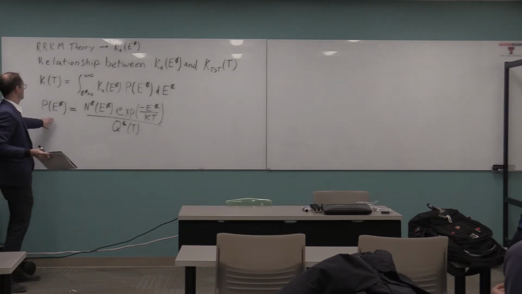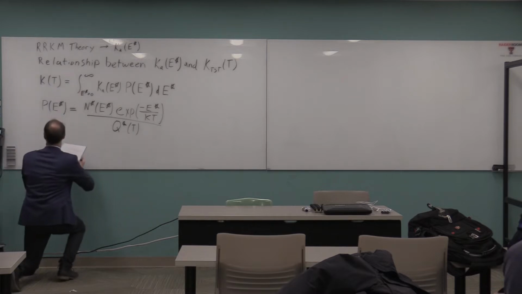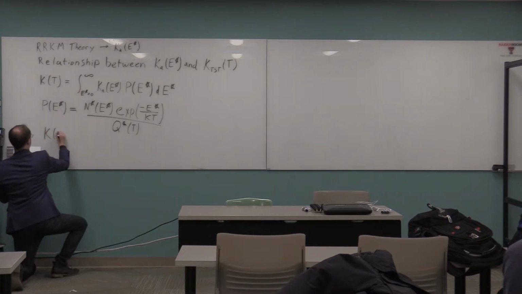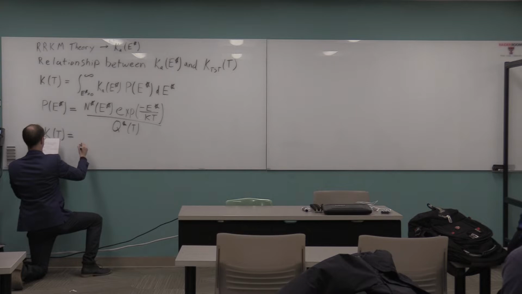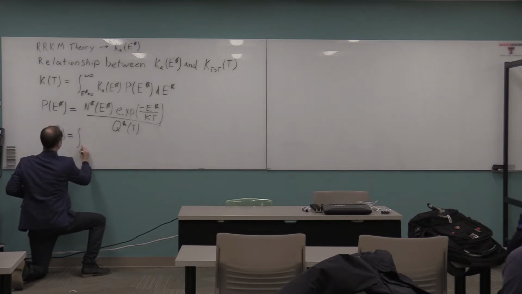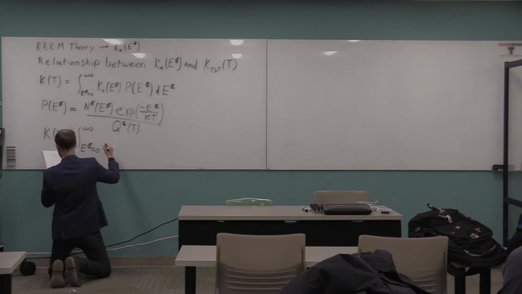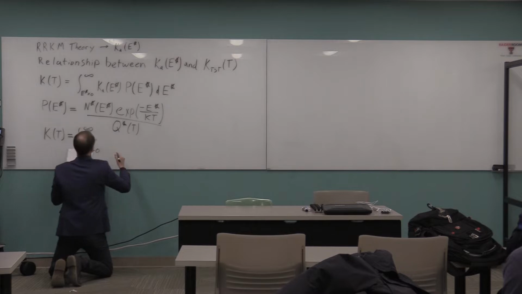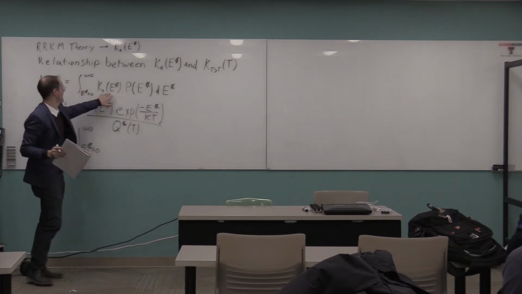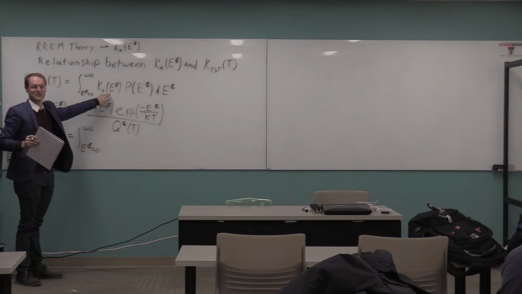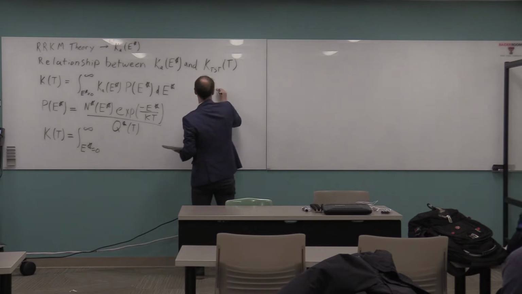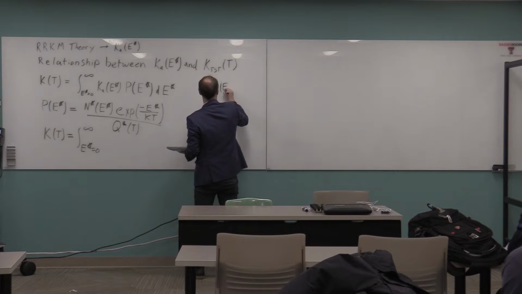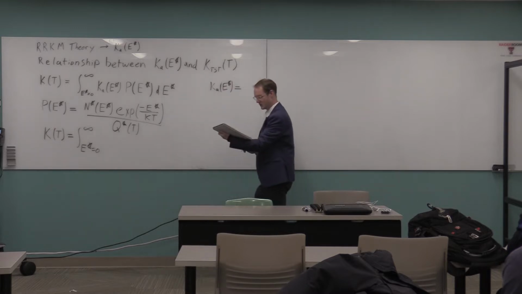Okay, so if we substitute this in here, then we get K of T is equal to an integral from E star equals 0 to infinity of, okay, so I'm also going to plug in the value for the rate constant. So do you remember what that is? The RRKM rate constant, Ka, came up with a simple expression.